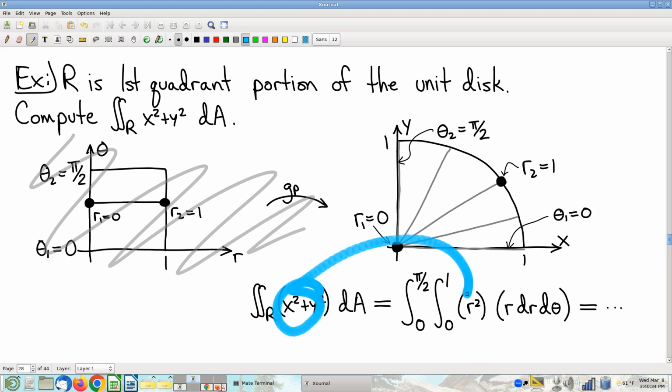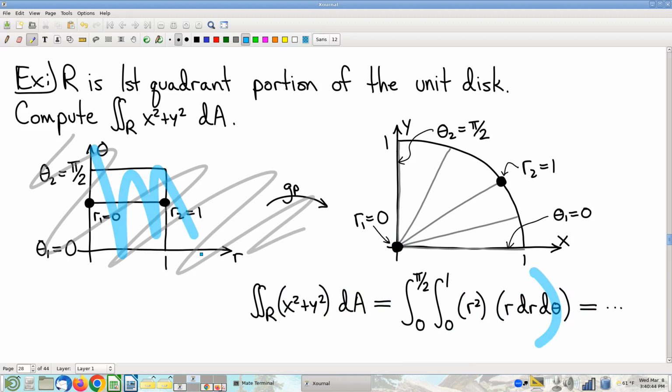The integrand turns into polar coordinates as well. And now let's just play bound games. What's the range of values of theta? I don't need to look at that picture. Theta starts clearly at theta equals 0.